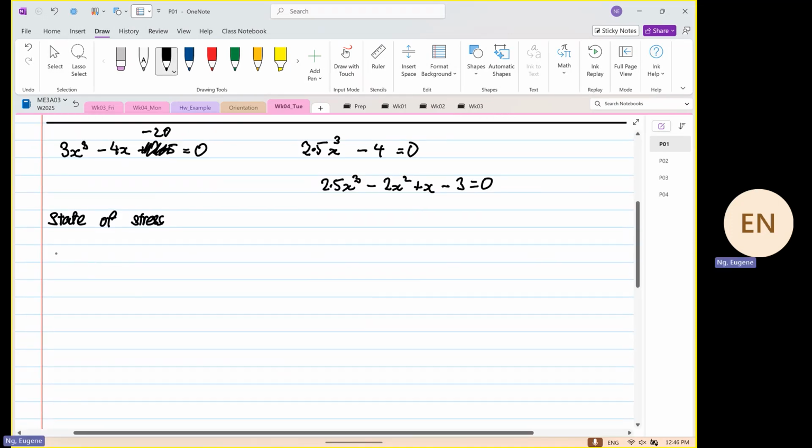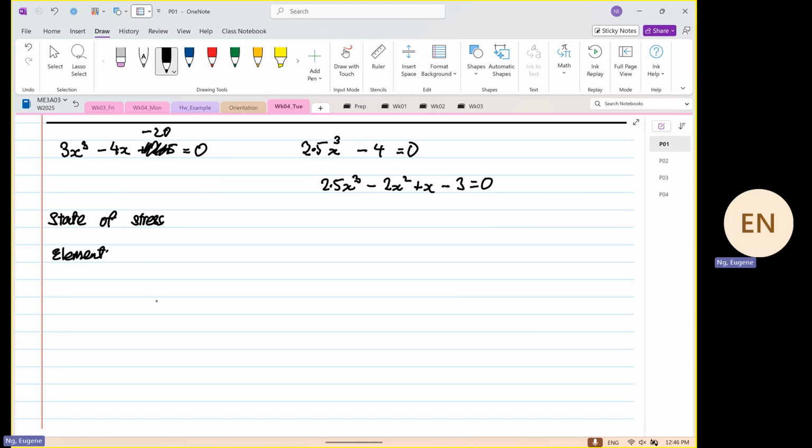So I'm going to introduce you to the word element. Okay. So this is an element. Okay. And then we have our transformation. And on the element, we have planes. Okay.